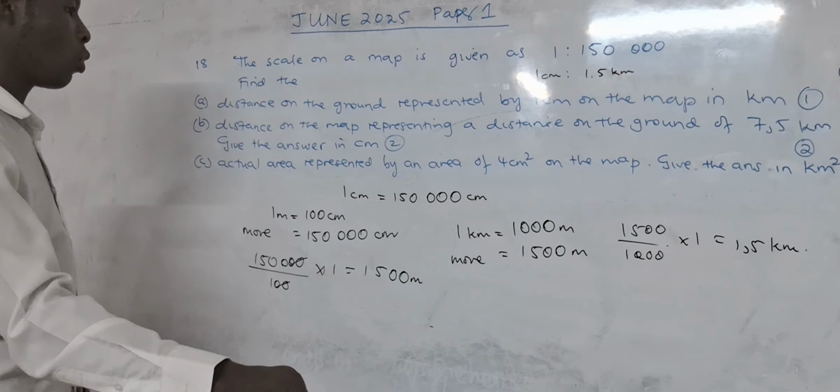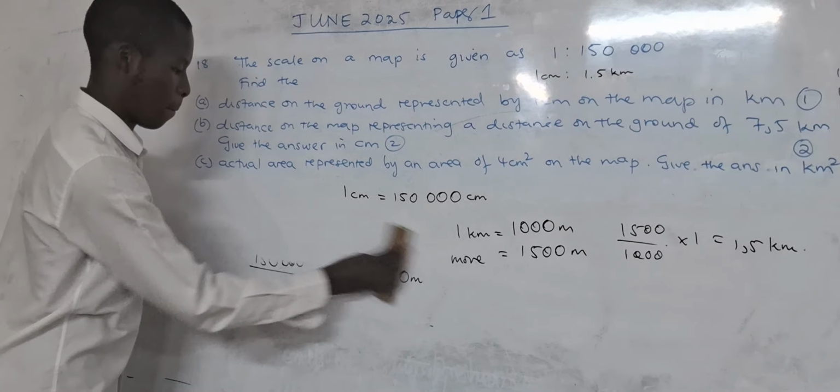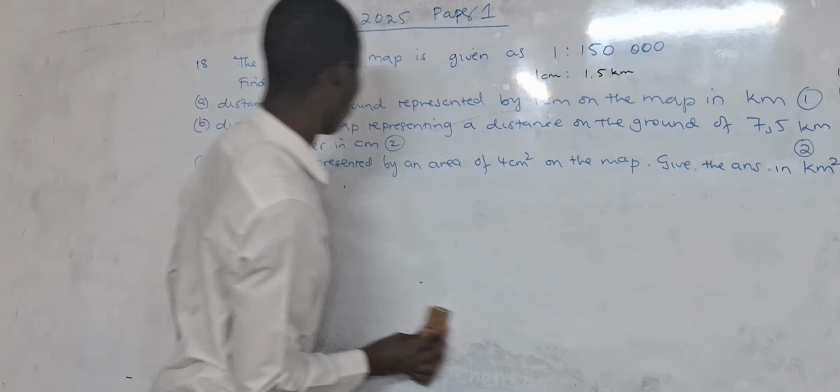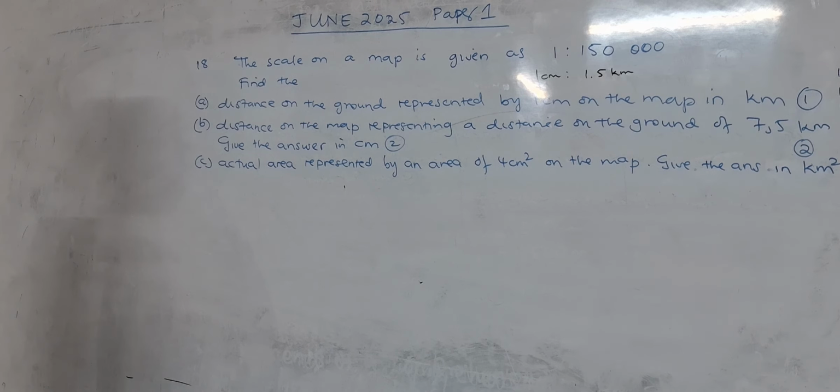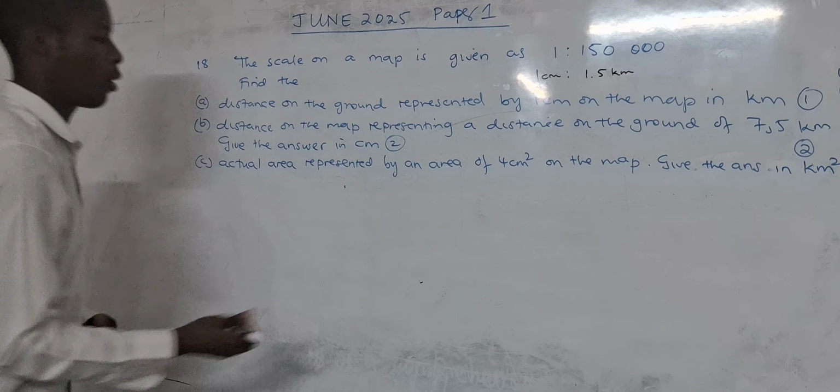Let's move on to part B. Find the distance on the map representing a distance on the ground of 7.5 kilometers. Give the answer in centimeters.